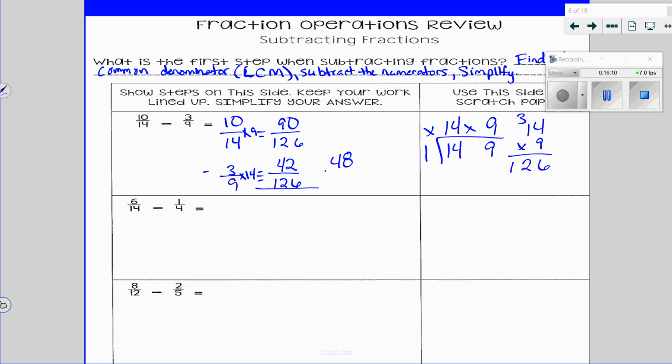48 over 126. Can I simplify? Yes, both of them are even, so I know I can simplify by 2, and I get 24 over 63. Can I simplify? By? Wait, you put 48 instead of 42. That's because I did 90 minus 42 is 48. Is it 3? By 3. And I get 8 over 21.